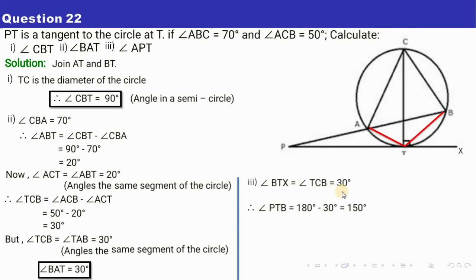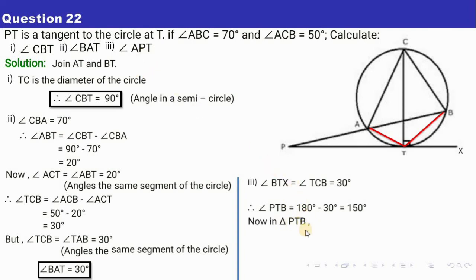Okay, so we have PTB. Here you need to write angles in the alternate segment. Please remember that. So PTB. Let us see, where is PTB? PTB means this angle. So we are talking about this full angle. This full angle will be equal to, see here, this is a straight line, which is 180 degree, and if I remove this, that is 30 degree, I'll get this full angle. So 180 minus 30 is 150 degree. So this full angle is 150 degree.